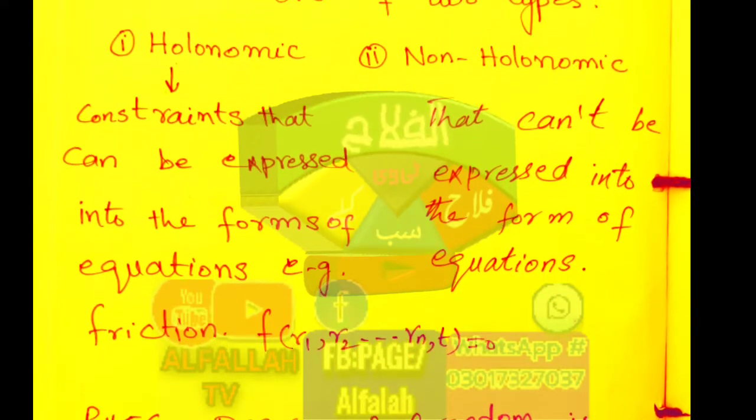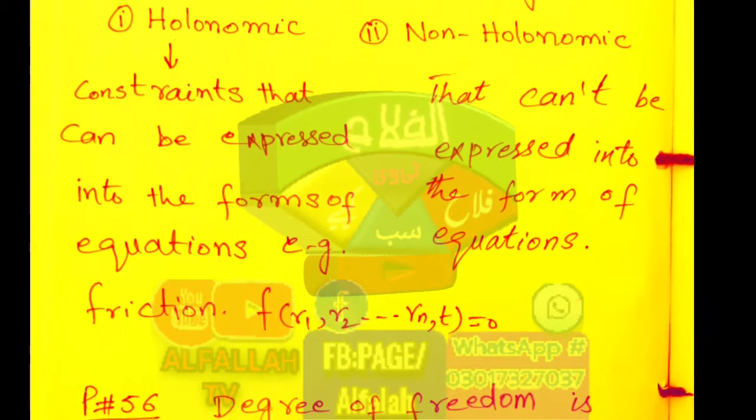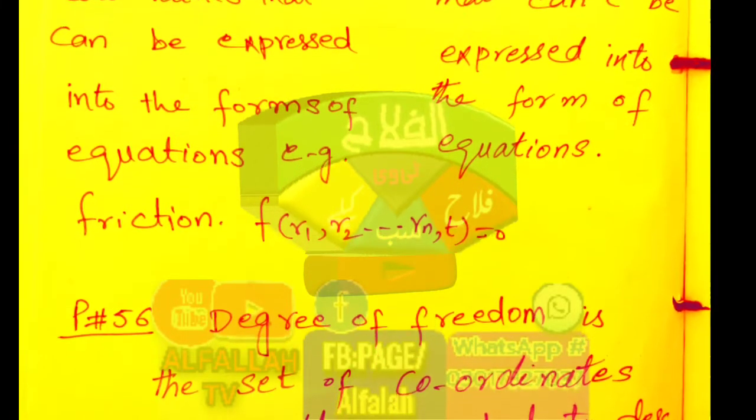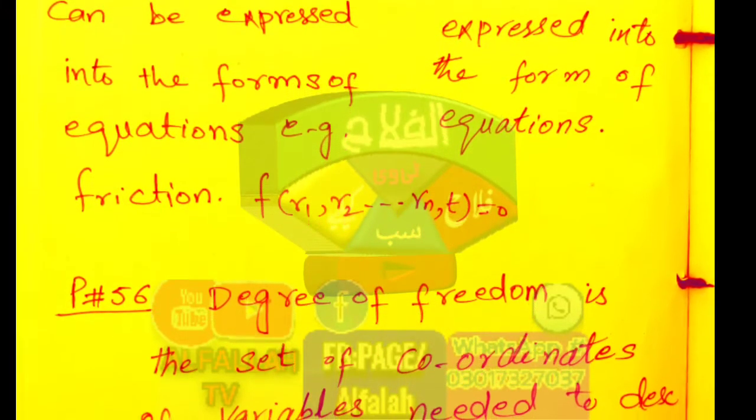Constraints that can be expressed in the form of equations, for example f(r1, r2, ..., rn, t) is equal to 0, are called holonomic. Those that cannot be expressed in the form of equations are called non-holonomic.